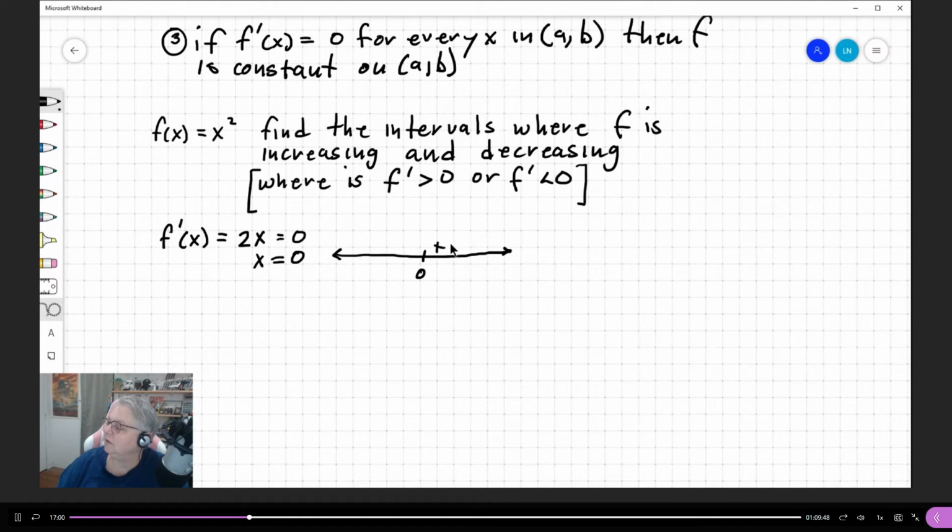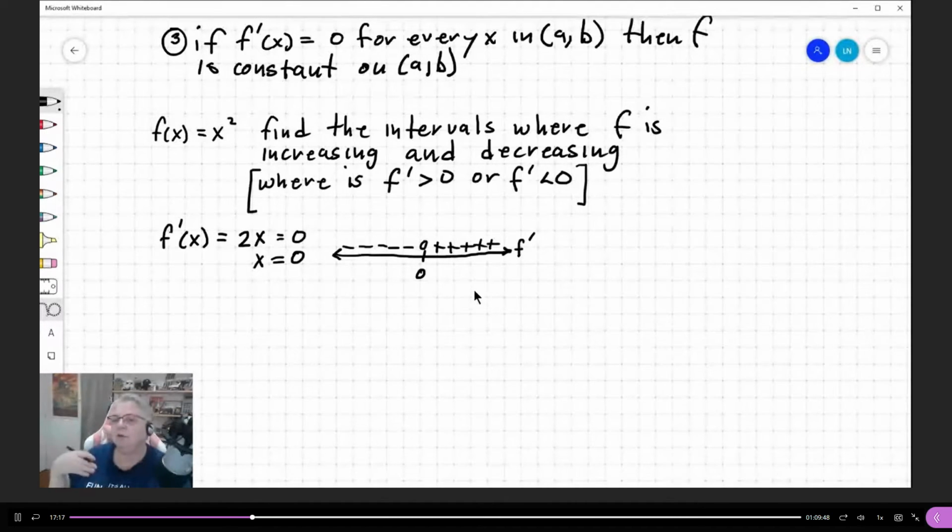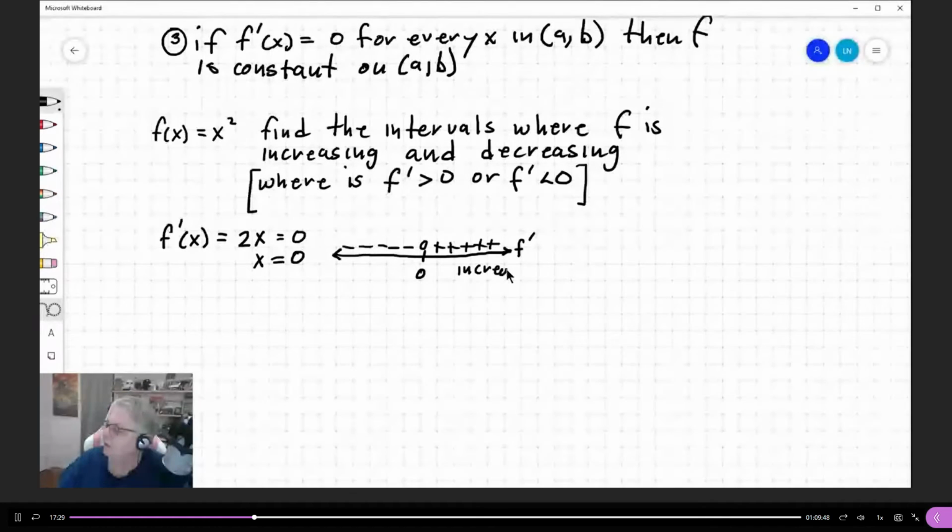2x is going to be positive on this side and negative on this side. Now we use this technique in pre-calc with the function to determine where the function was above and below the x-axis. With the derivative, finding where the derivative is positive or negative tells us about the function, meaning where it is increasing or decreasing. So where the first derivative is positive over here, I know my function is increasing.